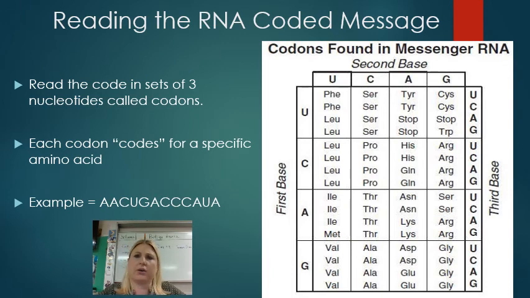You can use a tool like a codon chart to help you determine which amino acid is supposed to be brought. If we look at just the first one, we have AAC. We go over here to the first base and find A. We go up here to the second base to find the other A, and we go over here to the third base to find the U. And then we will know that it was supposed to bring the ASN amino acid to help build our protein.